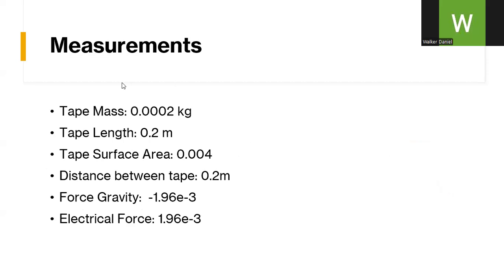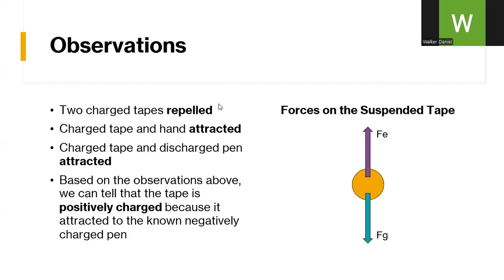Here are the measurements we got. The mass was 0.0002 kilograms. The length was 0.2 meters. Tape surface area was 0.004 meters squared. The distance between the tapes was 0.2 meters. Force of gravity was this huge number, and electrical force was the opposite of this, and this could be seen in Newton's third law.